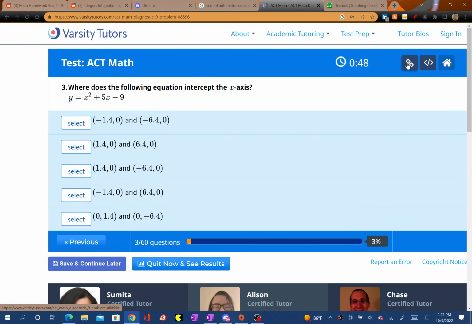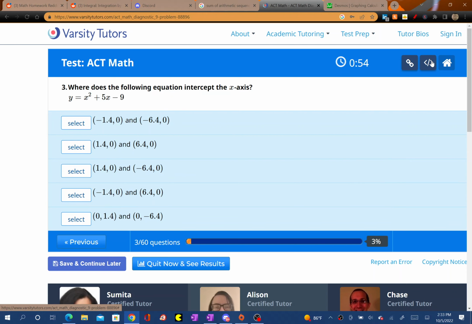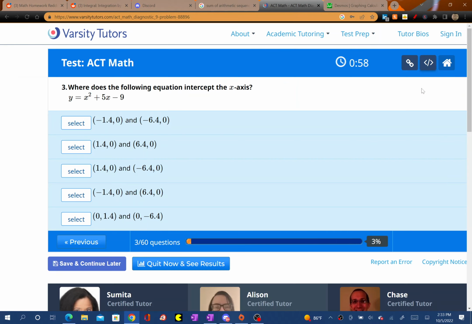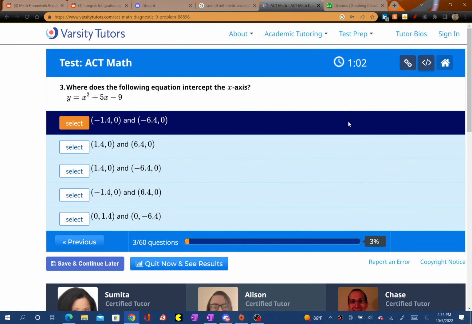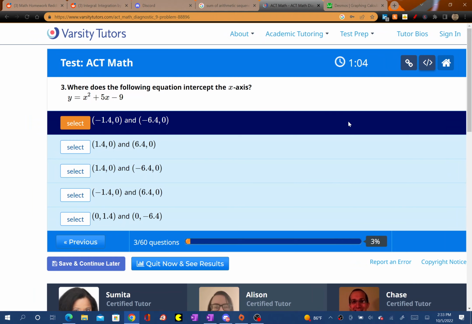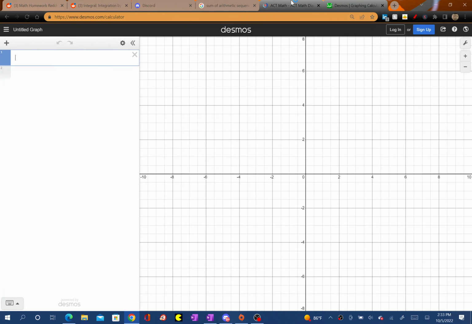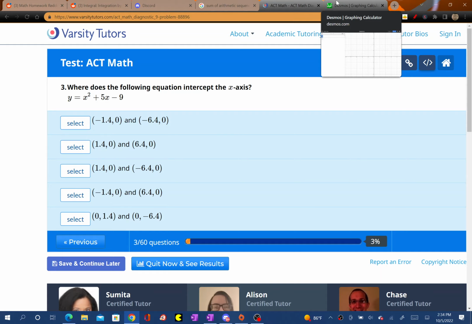It doesn't really tell me if I can use a calculator or not. So I'm going to go with the fact that I can, just because it doesn't really say, so I guess it doesn't really matter whether you use it or not.